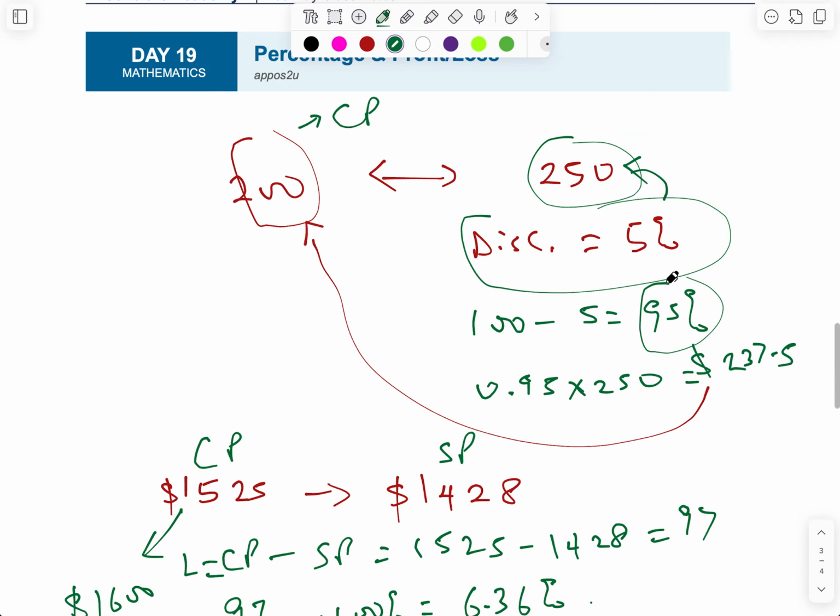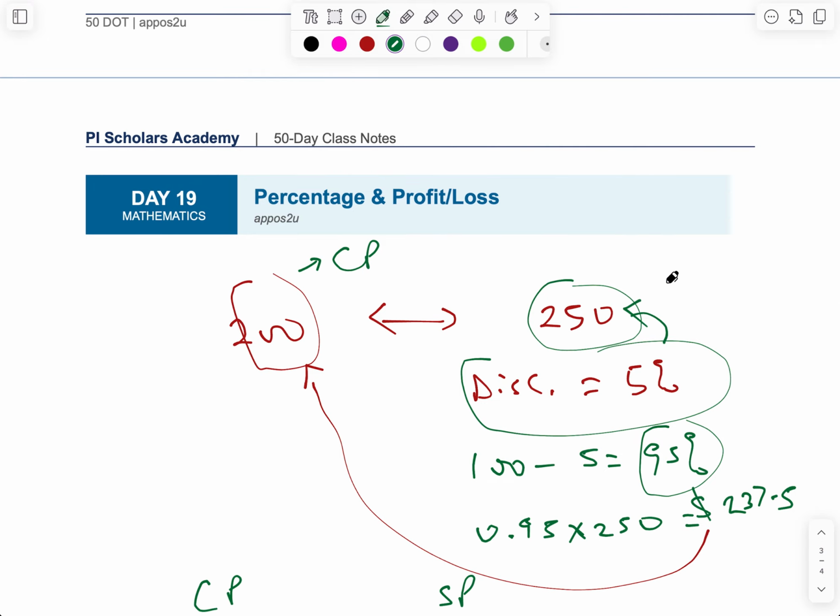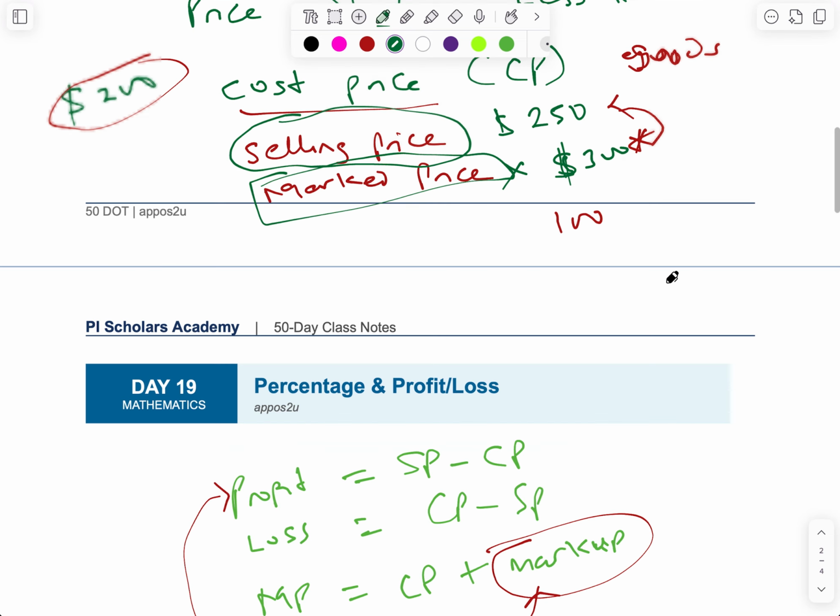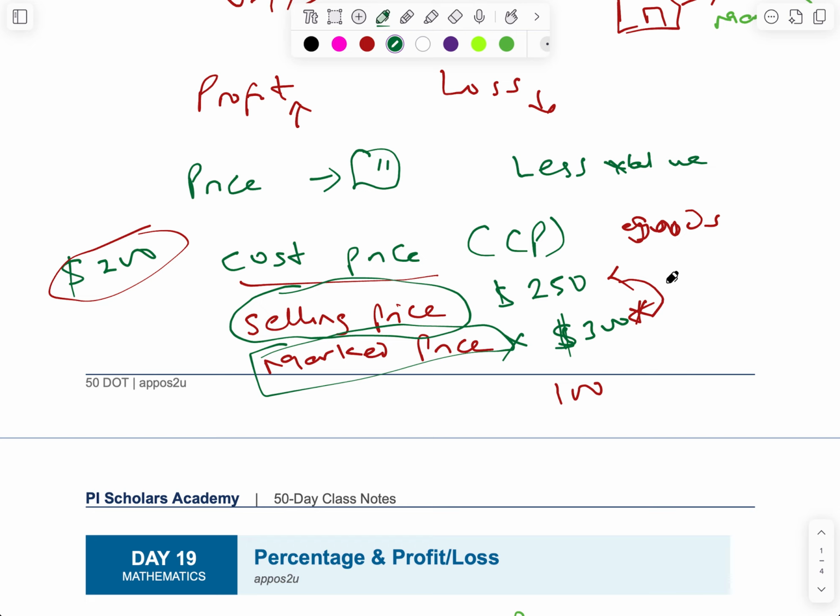What about if you want to get the discount part? I've told you that discount is always different, so everything will now change from cost price to marked price. When it comes to discount, you always use marked price. And that's basically everything that we have for today's class.